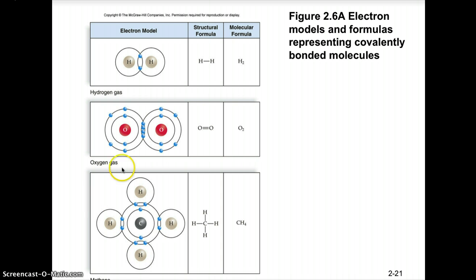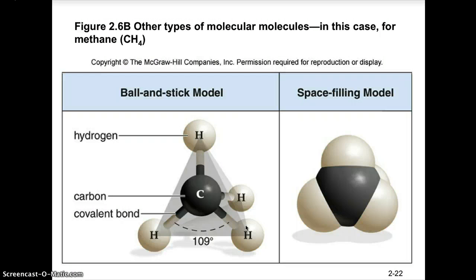Here's another one. This would be methane, CH4. Here's its structural formula. Here's its molecular formula. So CH4, with that 4 written as a subscript after the hydrogen, means that it has 1 carbon atom and 4 hydrogen atoms. Here you can see the ball and stick model for methane, and here you can see a space filling model for the methane molecule. We will go over covalent bonding as well in class and reinforce some of these basic chemistry concepts.